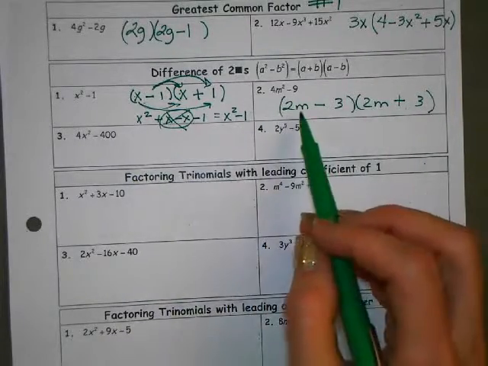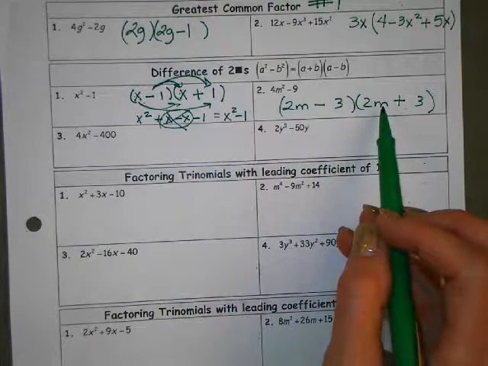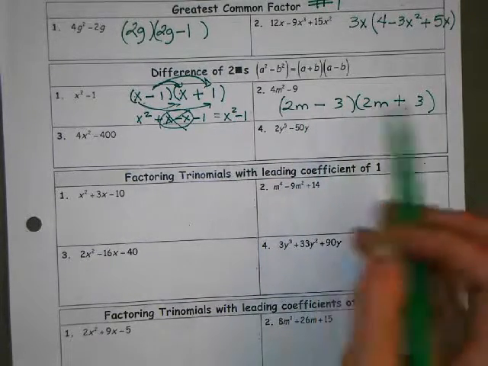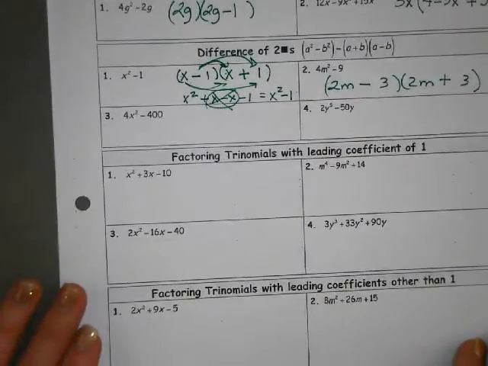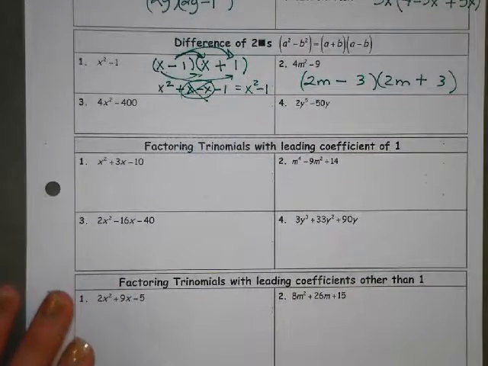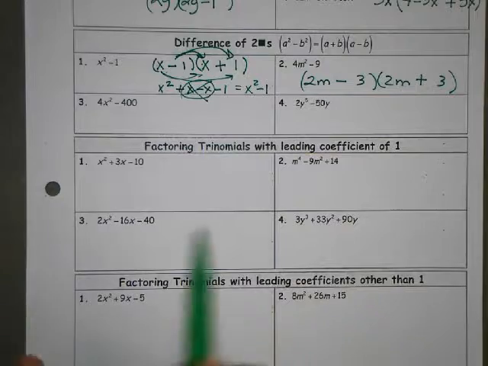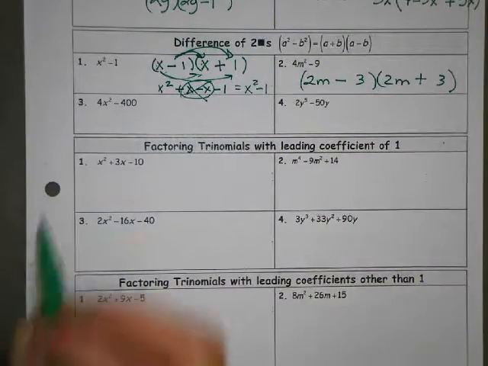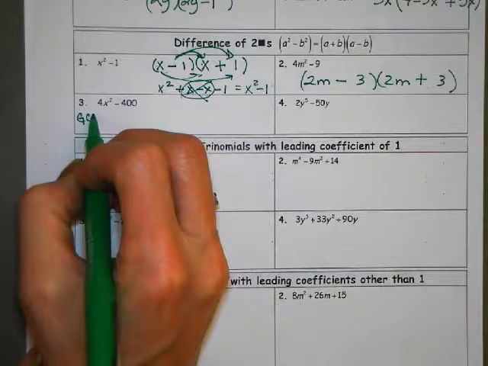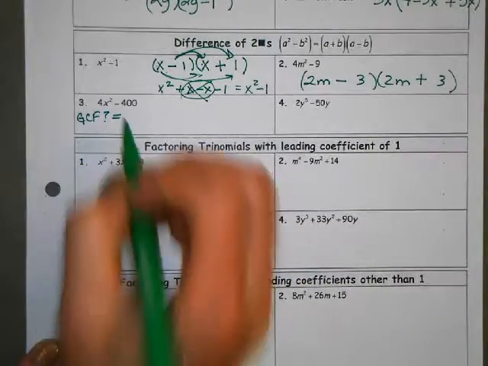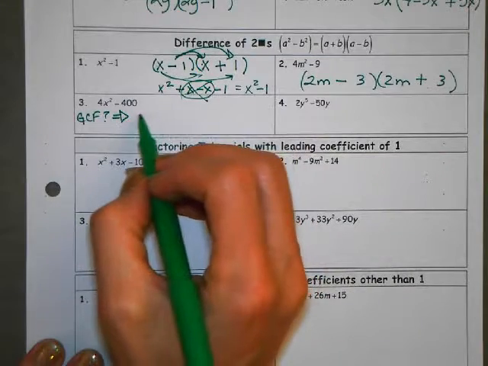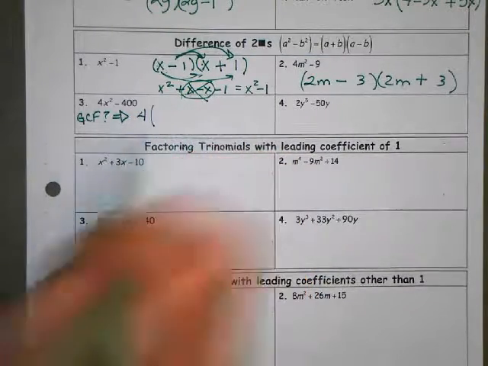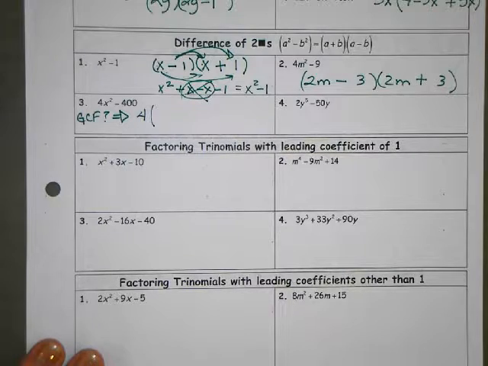Because the middle terms will cancel, and I'll have the 2m times 2m, which is 4m squared. I'll have the negative 3 times the 3, which is negative 9. Does that make sense? Alright. So let's look at number 3. Okay. Number 3, let's ask ourselves first, is there a greatest common factor? Is there a greatest common factor on number 3? There is. What's the greatest common factor on that? 4. So let's pull a 4 out. If I pull a 4 out, what is left?